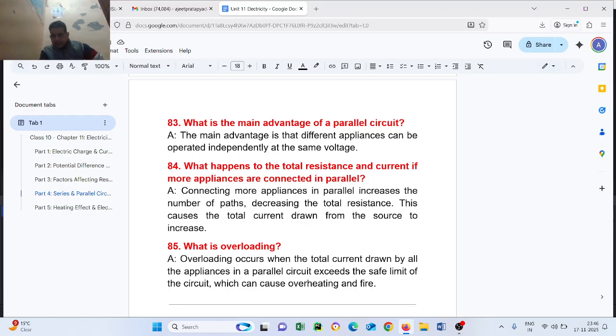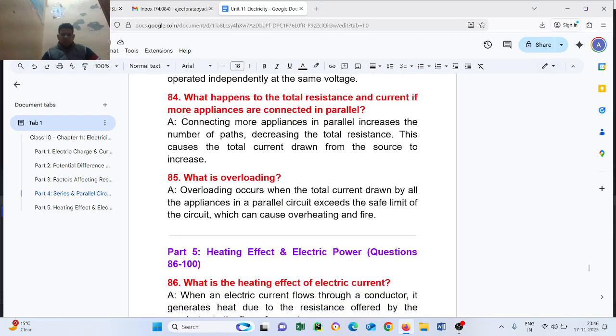Question number 84. What happens to the total resistance and current if more appliances are connected in parallel? Connecting more appliances in parallel increases the number of paths, decreasing the total resistance. This causes the total current drawn from the source to increase.